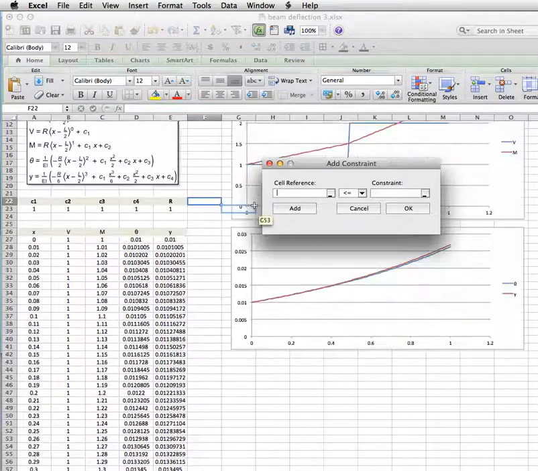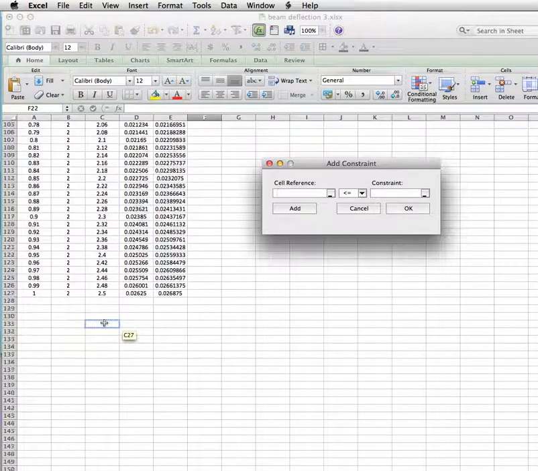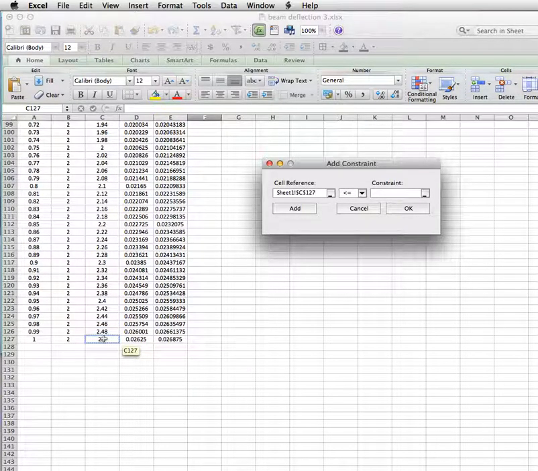And I need 2 more boundary conditions as well. This end has no bending moment because there's nothing to cause that, so that's the bending moment at x equals L. Here's bending moment. I'm going to scroll all the way down to the last number in the column. That's the end of the beam. So that better be equal to 0. That's the bending moment at the end of the beam is 0.